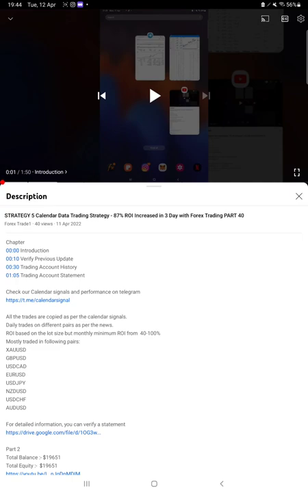So today we are updating about Strategy 5, the calendar data trading strategy. You might have understood so far that this is one of our most consistent and profit giving strategies, and that is the reason on a daily basis the profit keeps on increasing, around $6,000 to $10,000 on the investment, and we are updating this strategy on a daily basis.